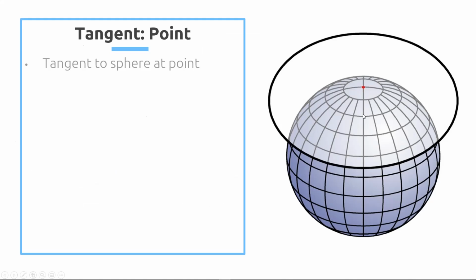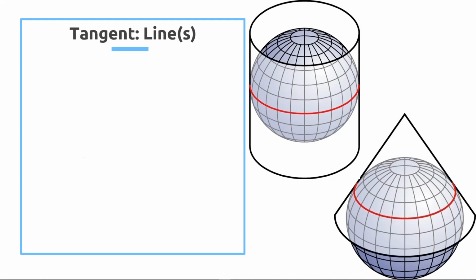But then as you move further down this line, you're going to see that it becomes less and less accurate and more distorted. So that's one type of tangent. And then the second type, which is more common, is called the tangent lines. Tangent lines essentially touch the surface at multiple segments, making them a line that goes around the sphere.